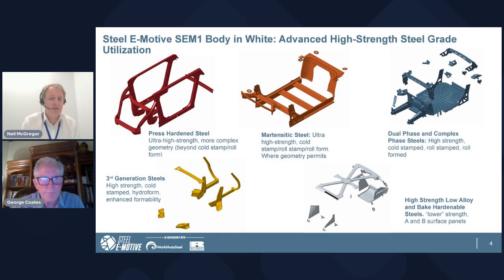You can still get up to around 700 megapascal UTS here, but these are mainly for exterior panels, A surface, B surface panels, where we don't need so much strength, and maybe where we just need stiffness. So it's all about using the right grade in the right place, and hopefully through this slide and some of the subsequent presentations, you'll get a bit more of a flavor and understanding of why and how we've applied those grades.